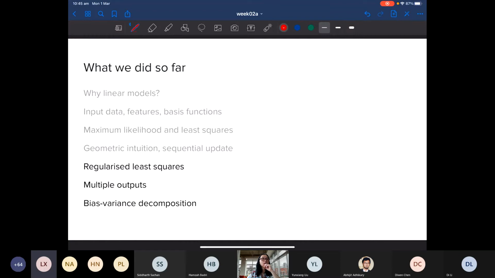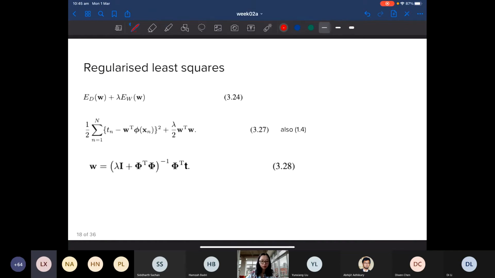Yeah, let me just clarify. What I said wasn't that x and t are independent. What I said was the xi's are independent of each other. Sorry for that misunderstanding. Yes, the target values are dependent on input values. Hopefully that's clear. Okay, great.